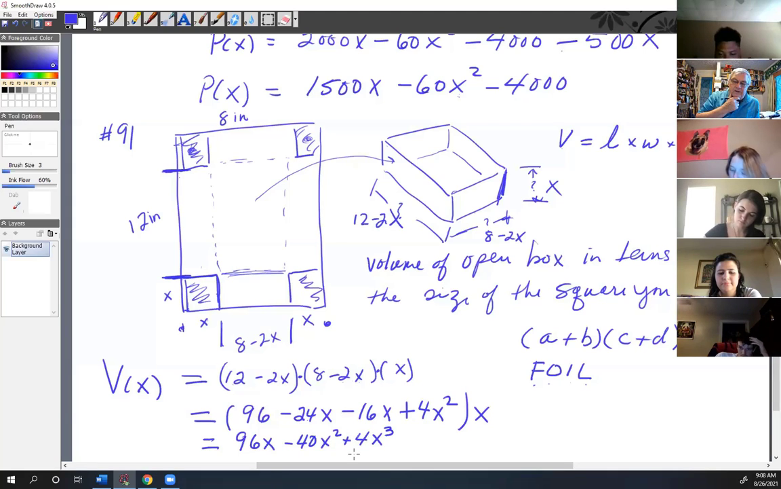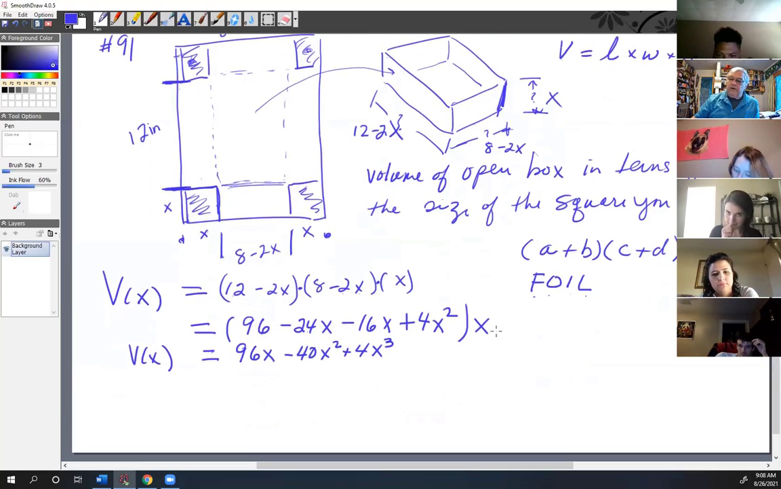That is the volume of the box that we create in terms of what we snip out of the corner. What kind of an equation would we call this?